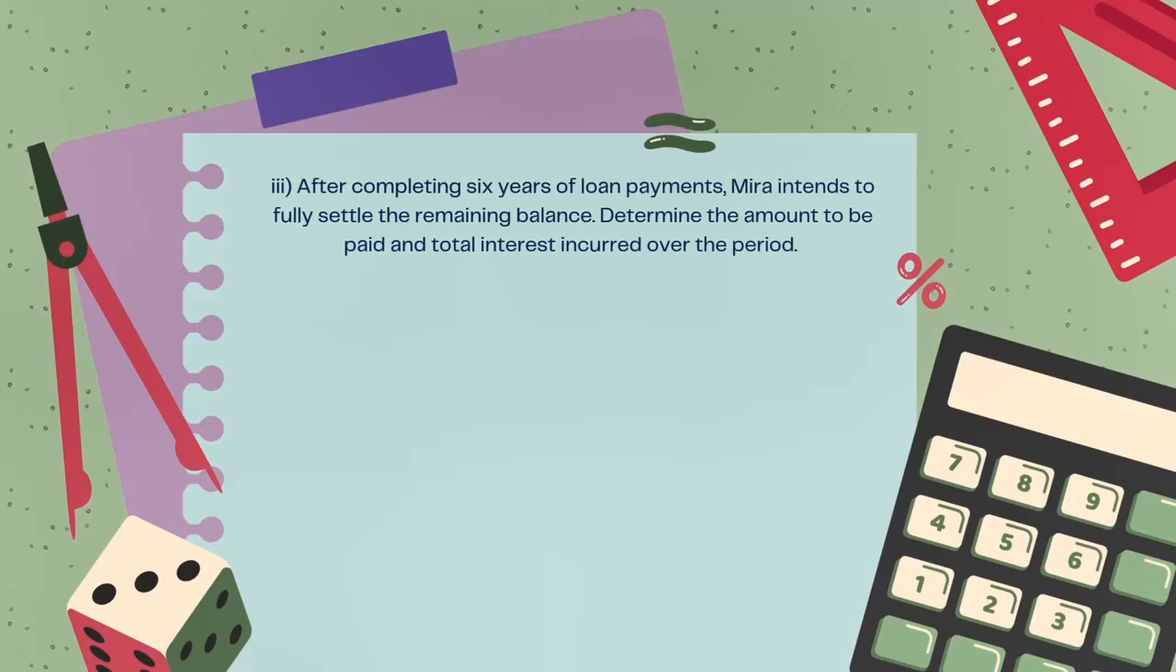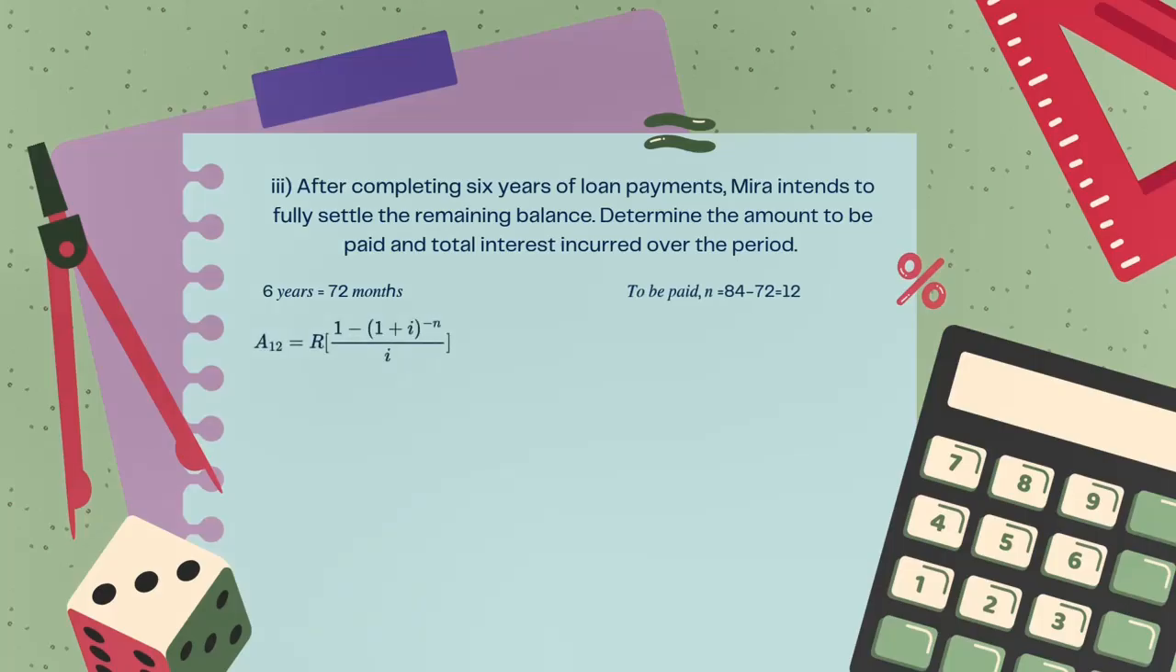Question C, Roman 3. After completing 6 years of loan payments, Mira intends to fully settle the remaining balance. Determine the amount that needs to be paid by Mira and the total interest incurred over the period. 6 years equal to 72 months. And to be paid, n equal to 84 minus 72 equal to 12.